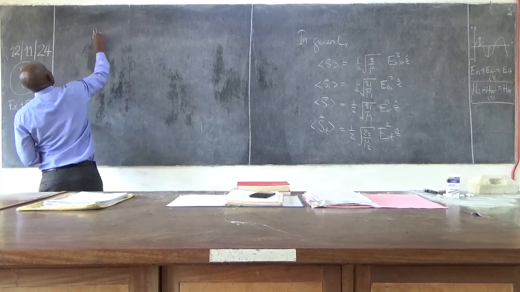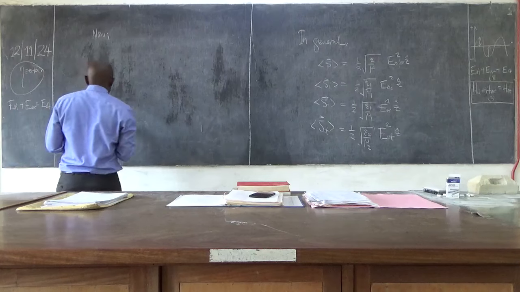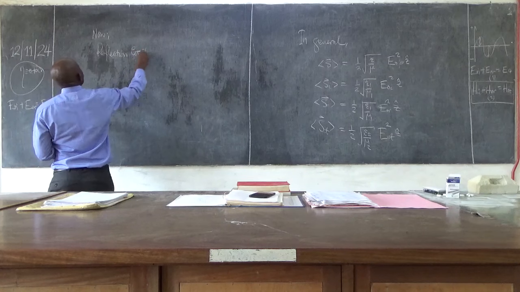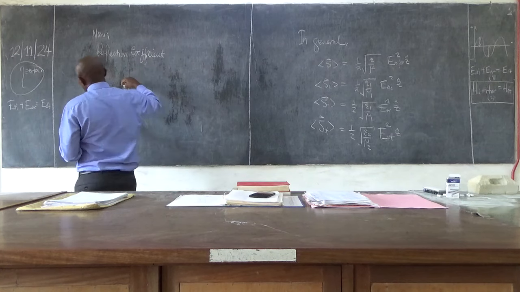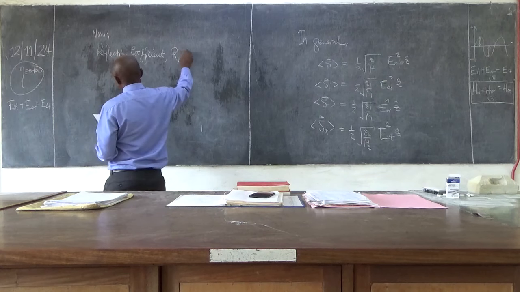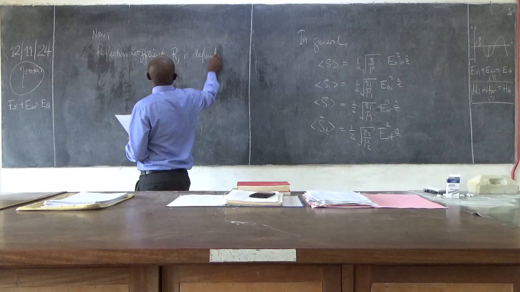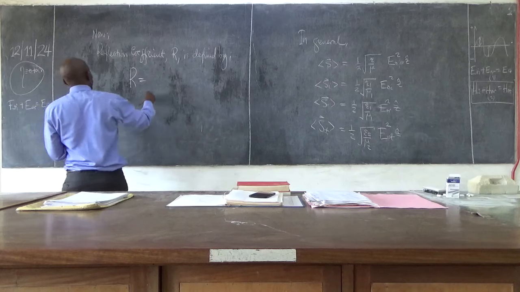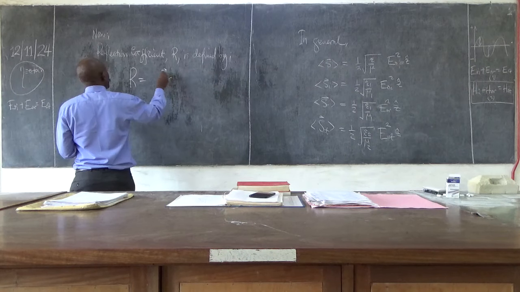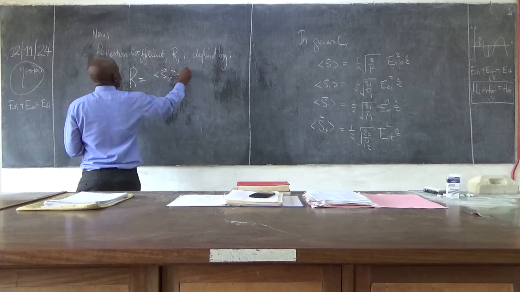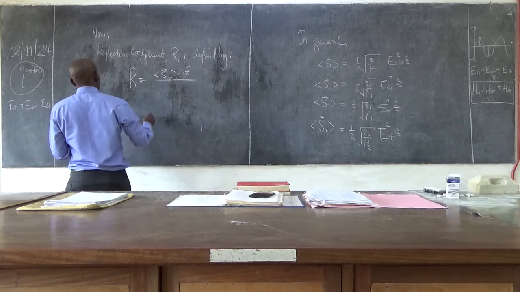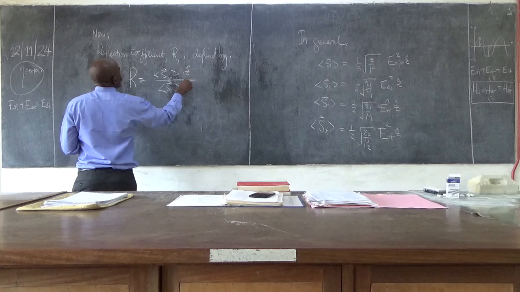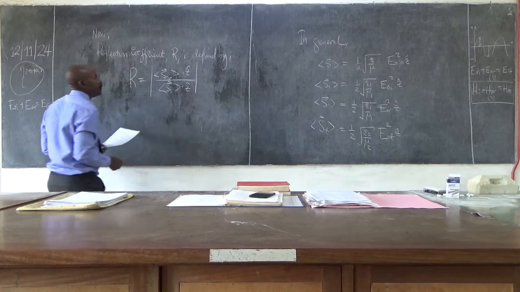Now, the reflection coefficient R is defined by the ratio of the average Poynting vector of the reflected dot z divided by the average Poynting vector of the incident. And we take the magnitude.